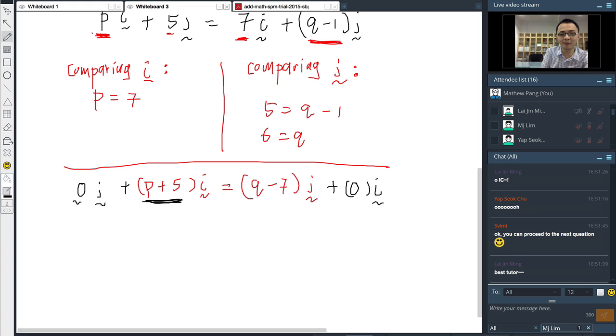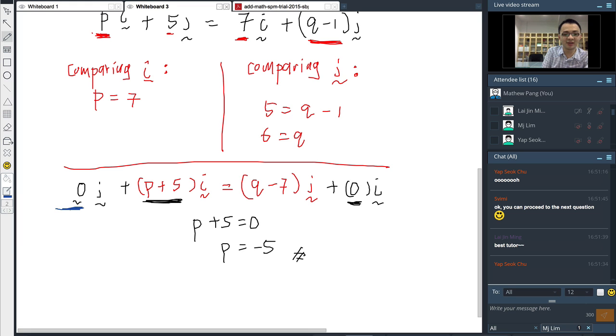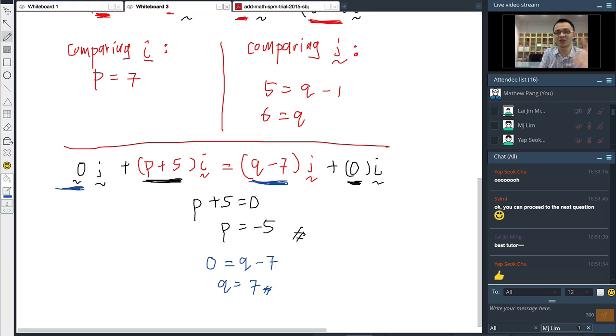So p plus 5 will equal 0. So p will equal negative 5. And then I compare the j. Here is 0, here is q minus 7. So 0 equals q minus 7. So q will equal 7. This is what the question is trying to do.